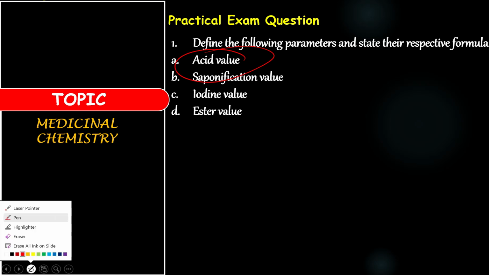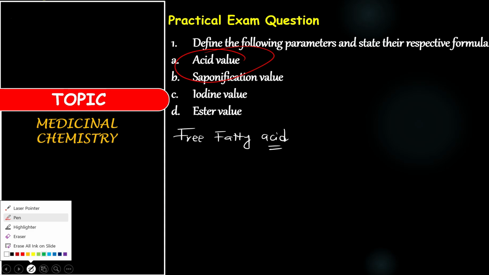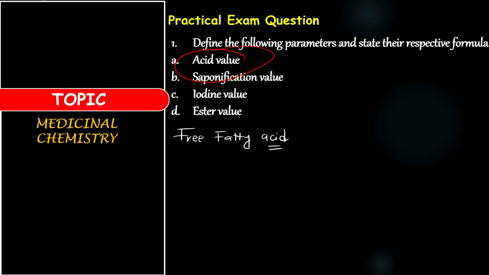The amount of what? Free fatty acid. Because when you are talking about the acid value, most times what you are actually looking at is organic acids and not just mineral acids. Now, the amount of free fatty acid present in a substance. How do you actually determine this acid value? It is by acid-base titration.